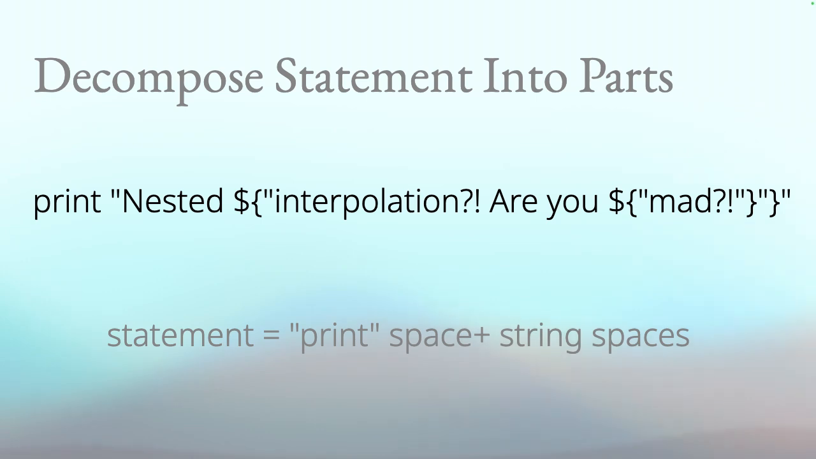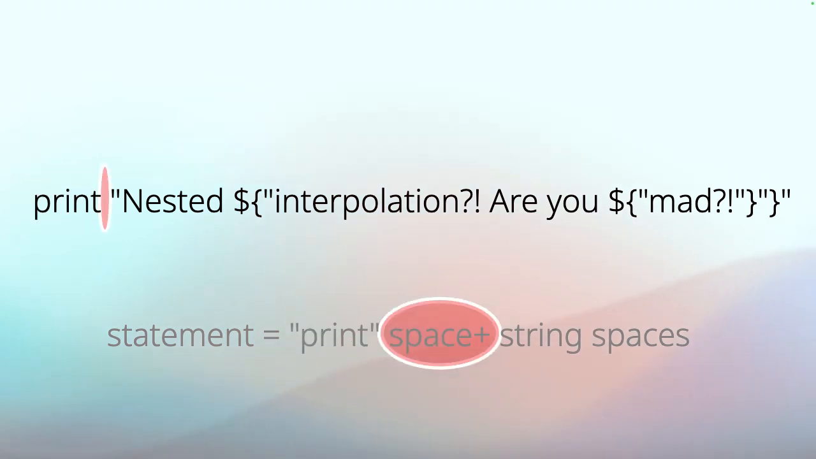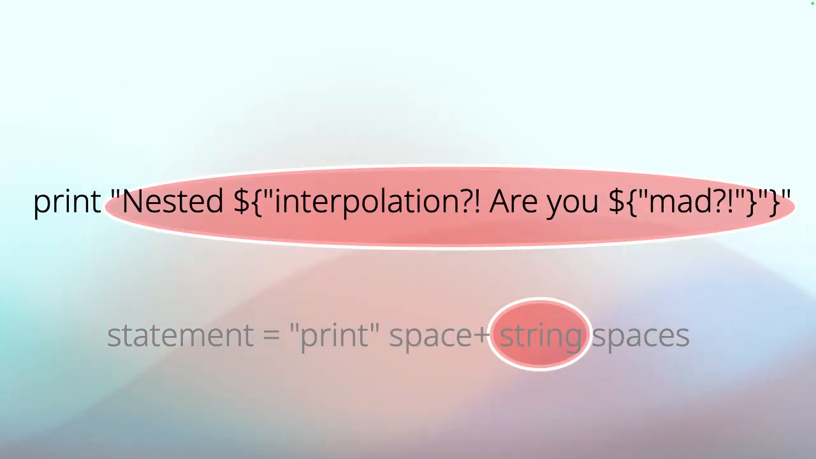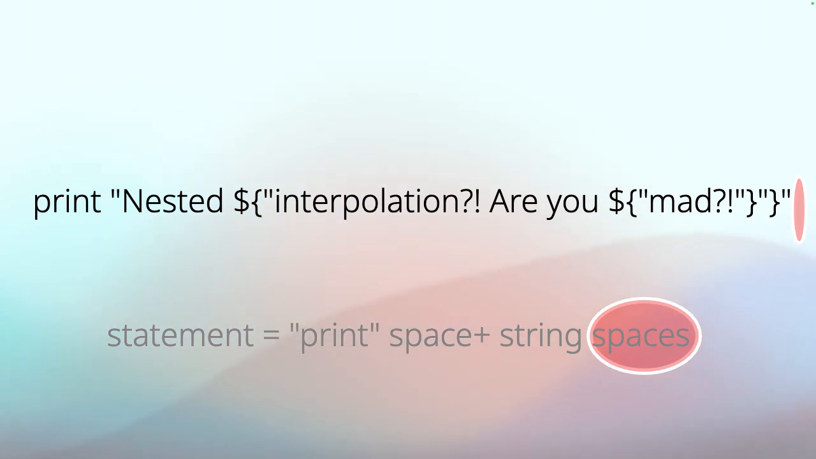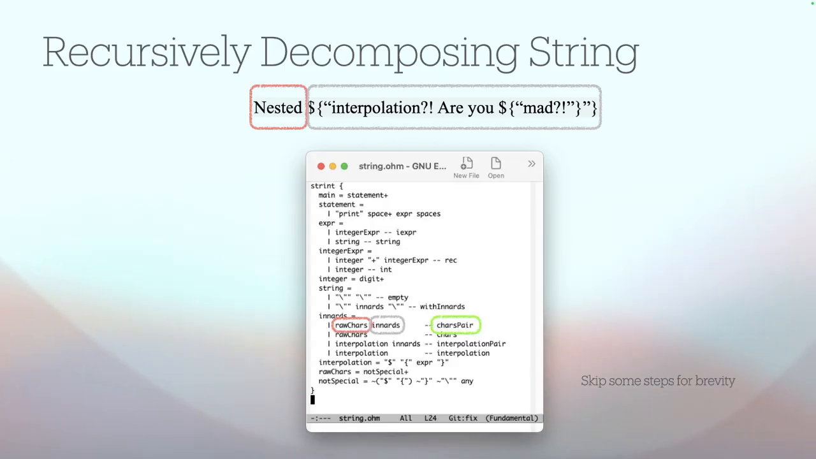We use the parser to decompose the statement into parts. There are 4 parts: 1, 2, 3, 4. The test program contains nothing at the end of the print statement, so the parser returns the empty string for the 4th part, spaces. The parser uses the grammar rules to recursively decompose the statement and the string. I skip a lot of the steps and concentrate on how the string is decomposed.